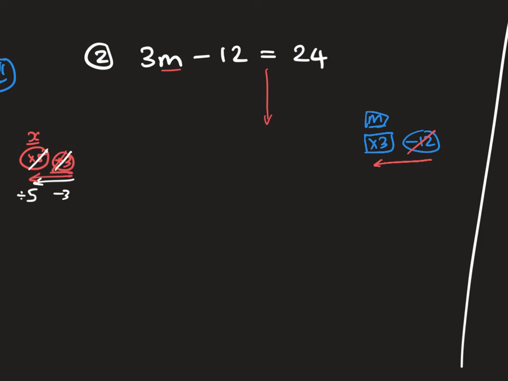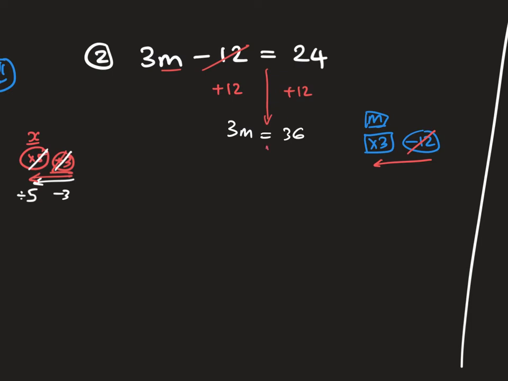The opposite of subtracting 12 is adding 12. So that's what we do. We add 12 to both sides. That will leave us with just 3m, because adding 12 to a minus 12 makes 0, so it doesn't have to be written anymore. Now we have 3m on this side. 24 add 12 is 36.